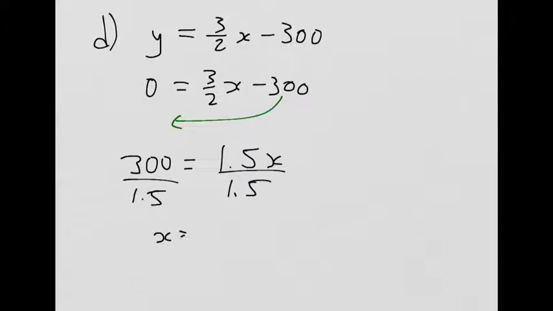So x is 200. So if we sell 200 balls in our fundraiser, we'll break even. If we sell 201, we'll start actually making money, right? But we need to sell 200 in order to actually get any kind of profit. And we're going to graph this to give you a better idea of what's going on here.